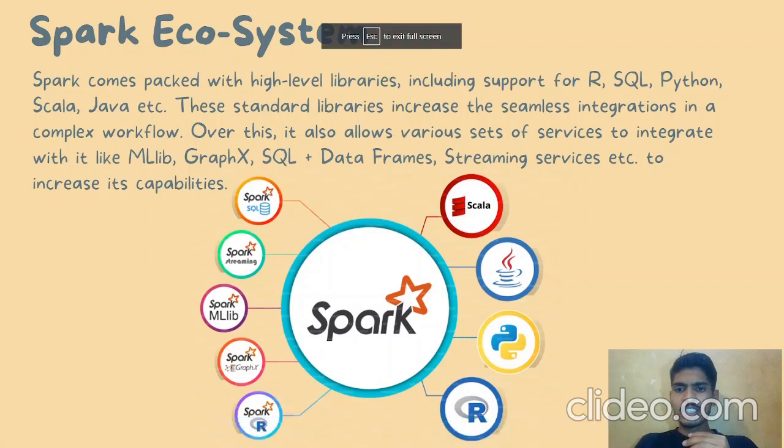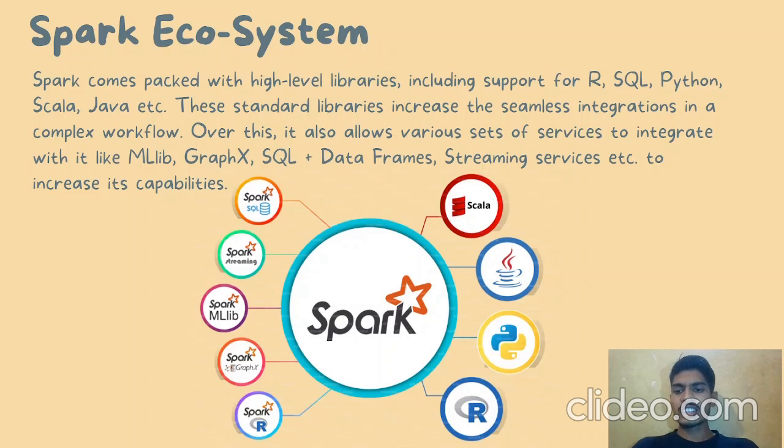Spark ecosystem consists of various components. First is the Spark core. It deals with the core functionality and holds the task for scheduling and fault recovery. Next is the Spark SQL. It is built on top of the Spark core and provides structured data. It allows querying using SQL and supports JDBC and ODBC connections.